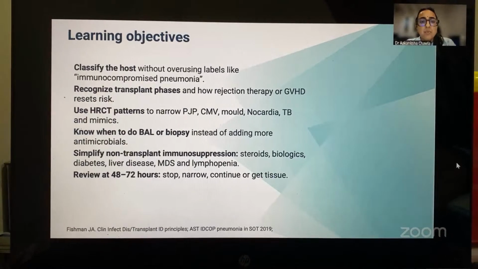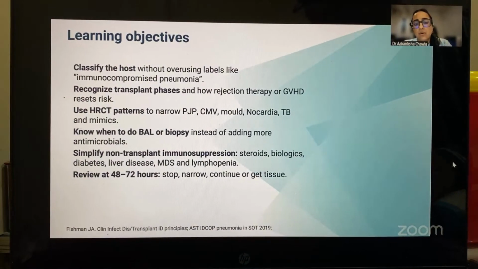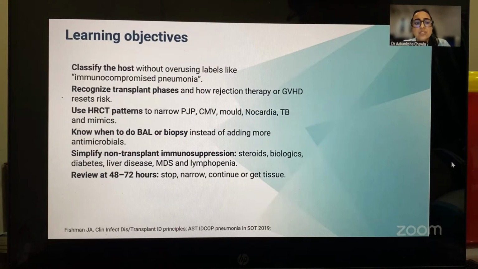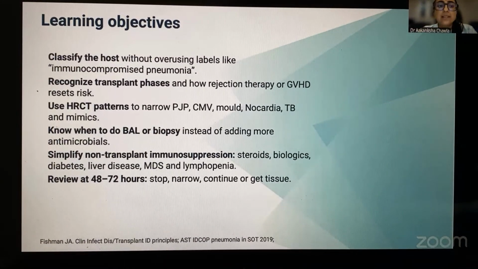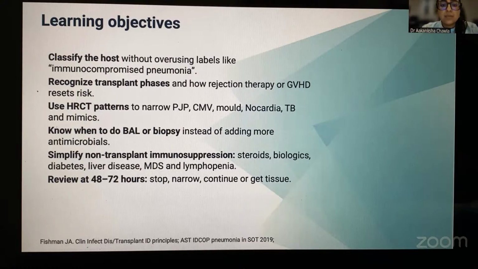Recognize what phase post-transplant the patient is in, and how rejection therapy or graft versus host disease resets the risk. Understand the HRCT patterns to narrow down the possibility of infections and how to correlate them clinically. Know when to do a bronchoscopy and BAL, and specific indications for biopsy. Simplify non-transplant immunosuppression, especially with steroids, biologics, diabetes or lymphopenia. And what to review at 48 to 72 hours to stop your empirical cover, narrow down the therapy based on specific tests, what to continue, and when to biopsy.